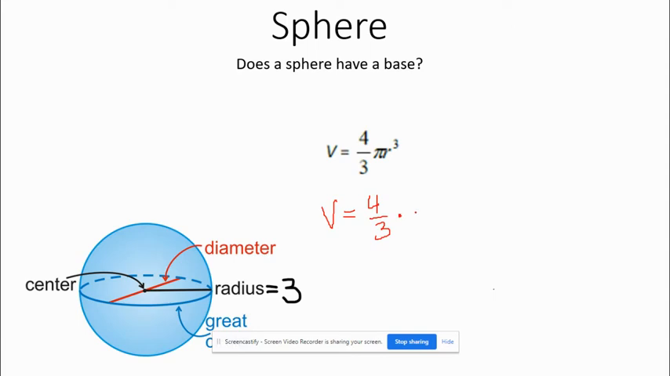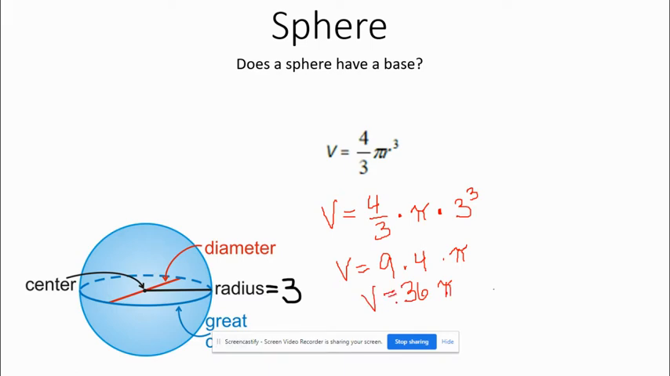4/3 times pi. So this is a very simple substitution, times our radius cubed. So that's going to be times 3 to the third power. And so now what we're going to end up with is, I believe 3 to the third power is 27. 27 divided by 3 would be 9. 9 times 4 times pi. Let me make sure I'm not nuts with that. So 3 to the third power is 27. 27 divided by 3 is 9, and we end up with 9 times 4, which is 36 pi.